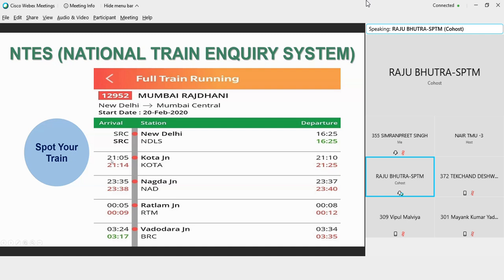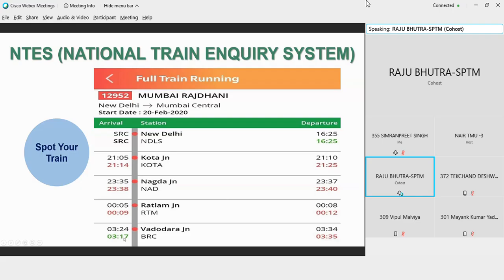So at Kota, the scheduled time was 21:05 and 21:14 is the expected arrival time. This is the scheduled arrival time, this is the expected arrival time. Likewise, 21:10 is the scheduled departure time and 21:25 is the actual or the expected departure time. So for each station, you can have the scheduled arrival and scheduled departure time and the expected time of arrival and expected time of departure. It can be known for each and every station in the route, as is shown in the picture.